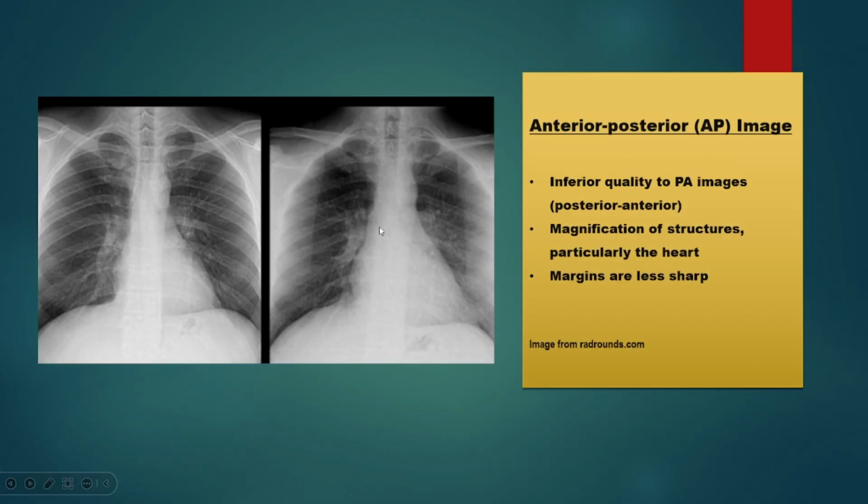The PA projection is better than the AP projection because there is no magnification of the structures such as heart and the mediastinum. Therefore, heart size can be accurately assessed and also the images are more sharp. In AP, the margins are not as sharp as in the PA projection and the heart appears larger than the normal.